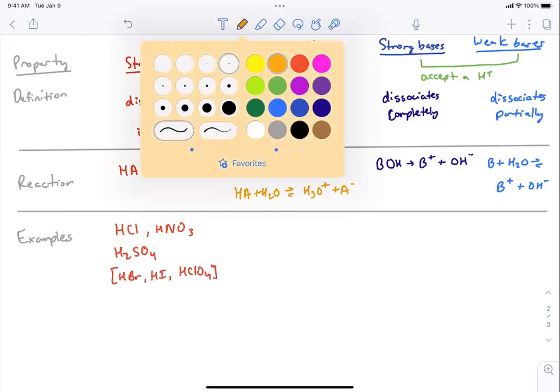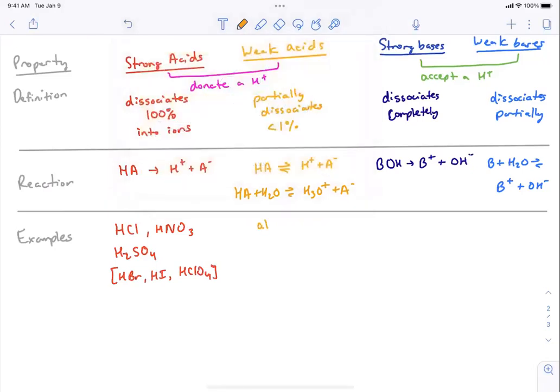With weak acids, it's all the other ones. So all other acids. Now, specifically, I would say the ones you see the most are things like HF, HCN, and ethanoic acid. These are the most popular weak acids that the IB uses. Okay, HF, HCN, and CH3COOH, or ethanoic acid.